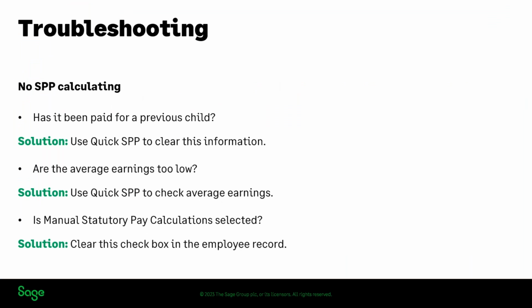Other reasons for no SPP calculating are if average earnings are too low. So check your average earnings, they need to be 123 or above to qualify. Or if you have manual statutory pay calculations selected, just a tick box in the employee record. So you'll be notified about that if you use the quick SPP option, or you can clear it manually within the employee record.